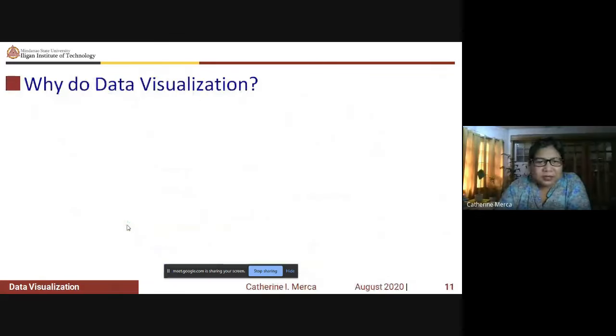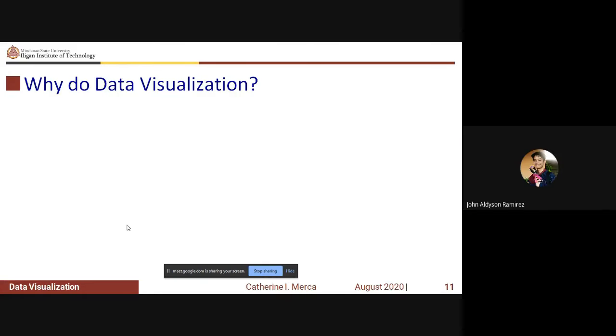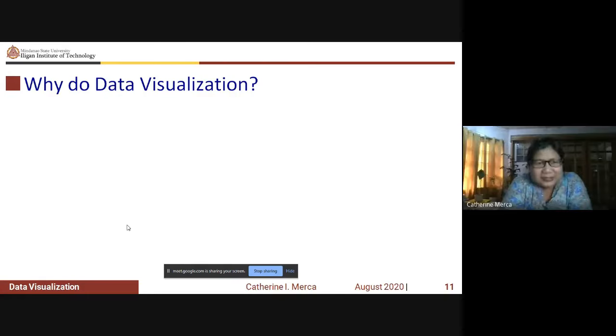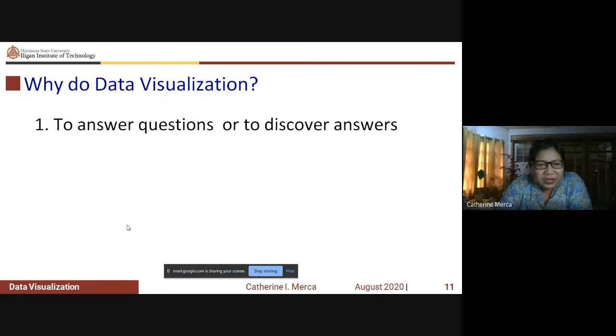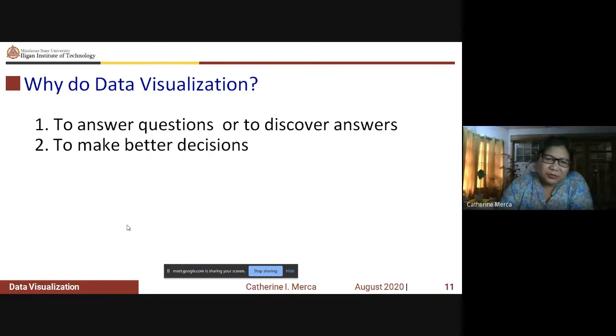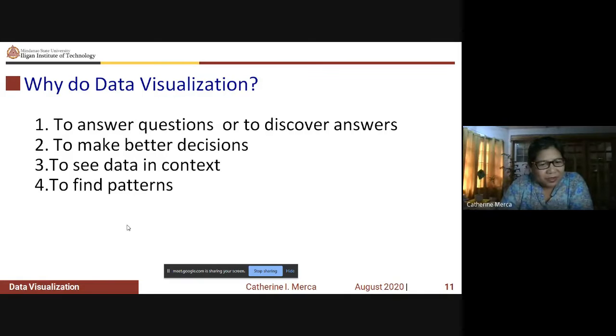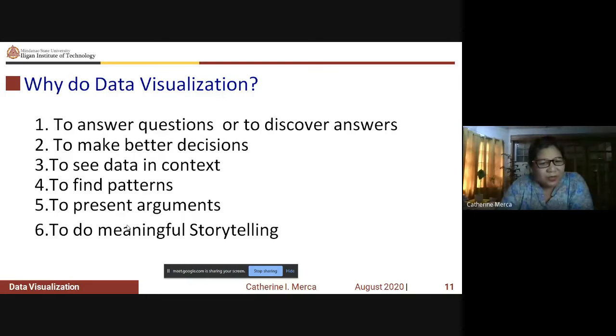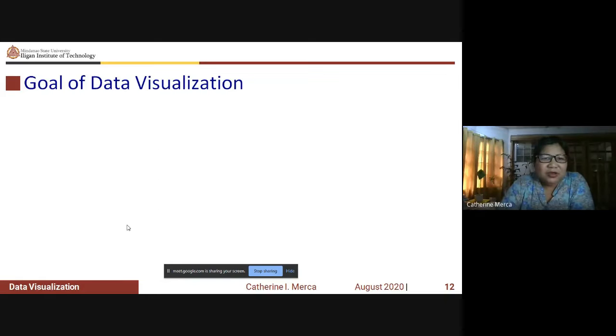Now, okay, here we go. So, why do we have to do data visualization? Anyone? Why do we need data visualization? To understand the data more easily. Yes. So that you can understand the data that you have. Specifically to answer questions or to discover answers, to make better decisions about the results of your data, to see data in context, to find patterns, to present arguments, to do meaningful storytelling. Because why do we have data in the first place?